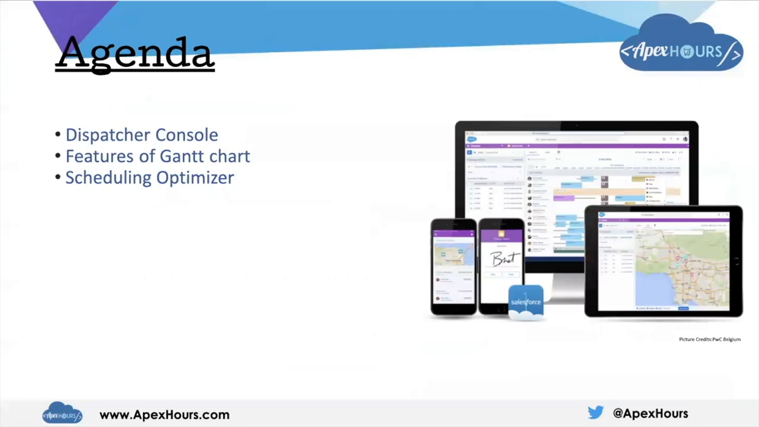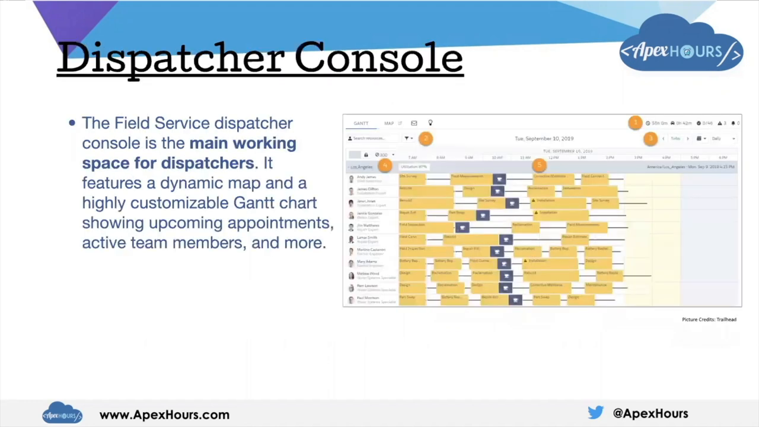So today's agenda is Dispatcher Console. We'll cover the features of Gantt chart and we'll talk about Scheduling Optimizer. These are some of the important topics when it comes to Field Service Lightning. So let's understand what is a Dispatcher Console.